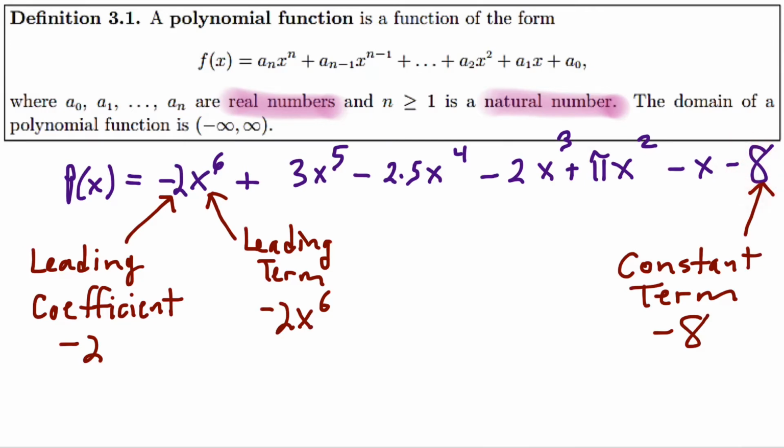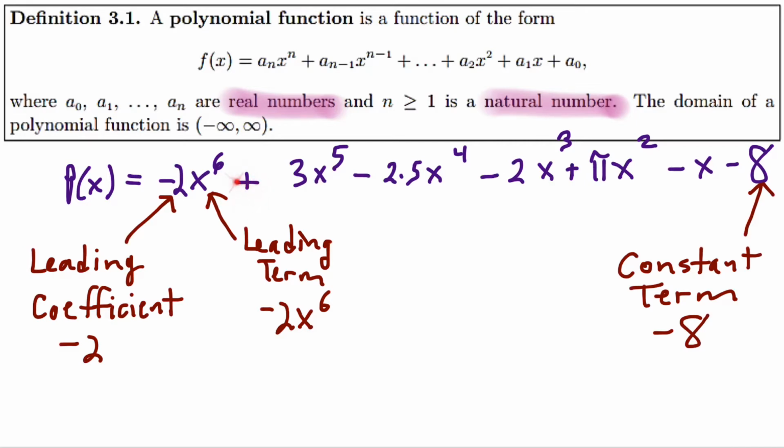A couple of vocabulary words here. Your leading coefficient is the number in front of your highest degree term. In this case, the number in front is -2, and your leading coefficient can be either a negative or a positive number. This is your leading term. It's the highest degree term. So your leading term is this whole thing here, -2x to the 6. We call that your leading term.